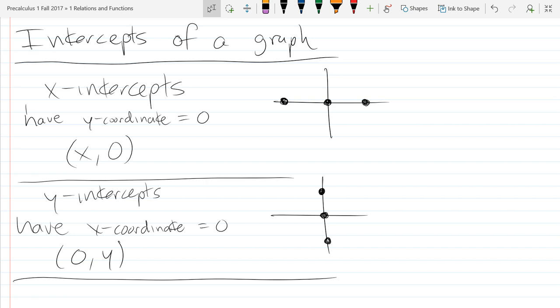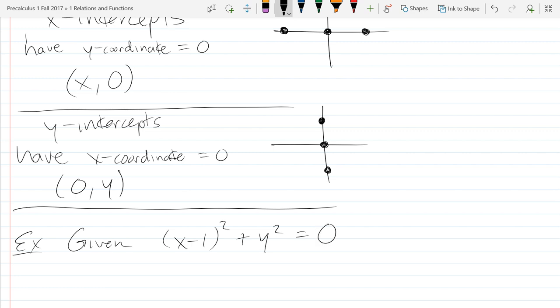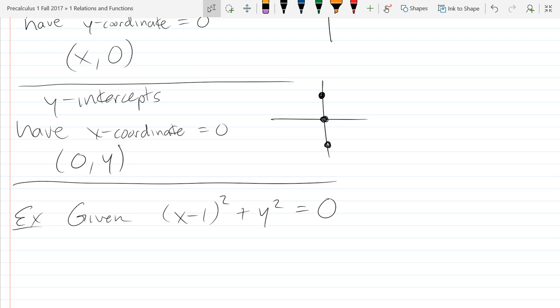And now what we're going to do is take an equation and, without graphing it, figure out where the x-intercepts and the y-intercepts are. And we know the x-intercepts happen when y is 0. So we're going to use that with an equation to figure out exactly what points are on the x-axis. So our equation is going to be (x minus 1) squared plus y squared equals 0. So we have an equation. I want to find the x-intercepts and the y-intercepts.